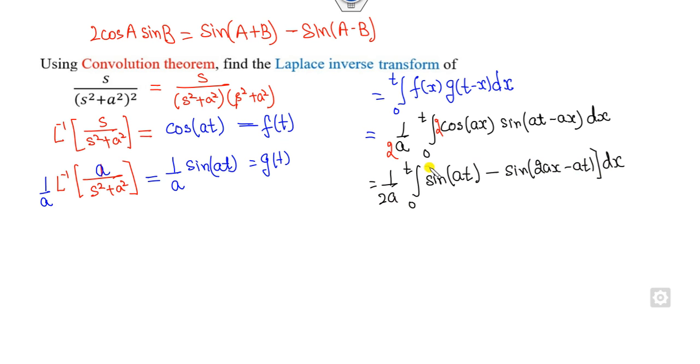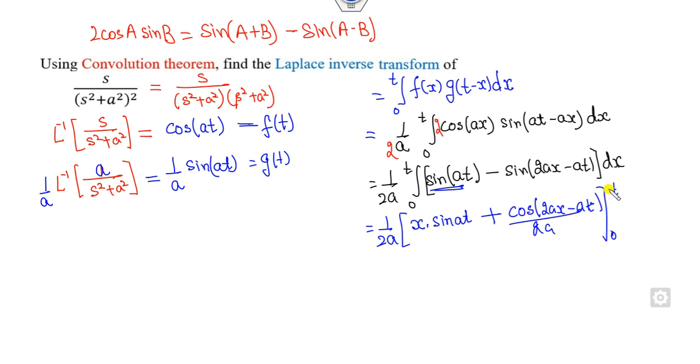Now you have to integrate this with respect to x, and the first part is free from x. So what is the integration of this? x into, because this component is my constant, the integration of sine is minus cos 2ax minus at, divided by 2a, from 0 to t.